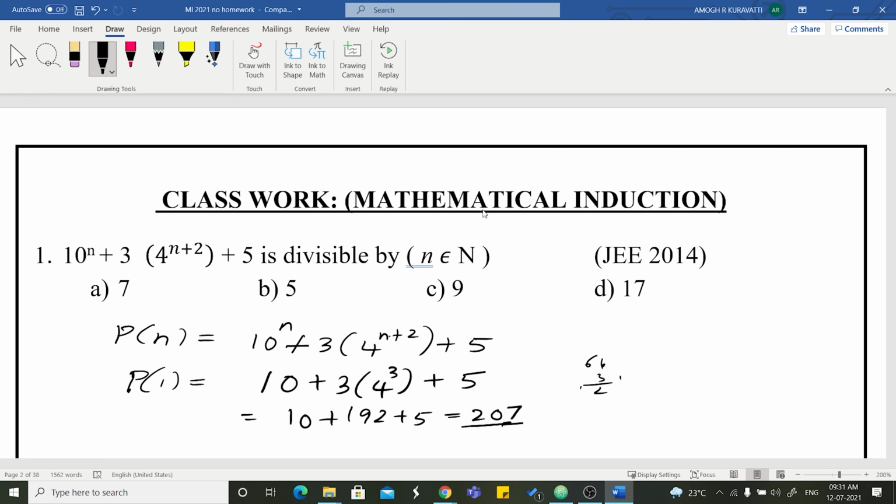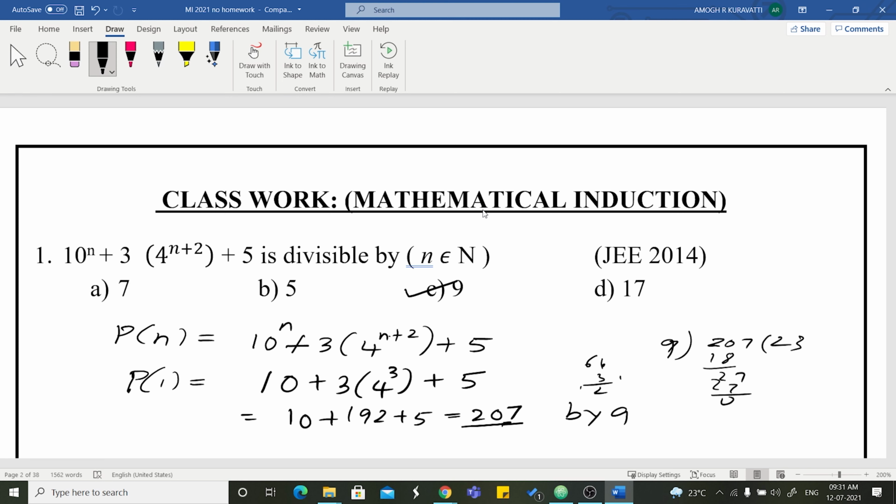Observe whether 207 is divisible by 7, or 5, or 9, or 17. Suppose two options were possible, what can you do? Go for the next number, put n is equal to 2. Does 207 divide by 7? Yes, 9, good. So it is exactly divisible by 9. 9 2s are 18, that is 23, which is divisible by 9.